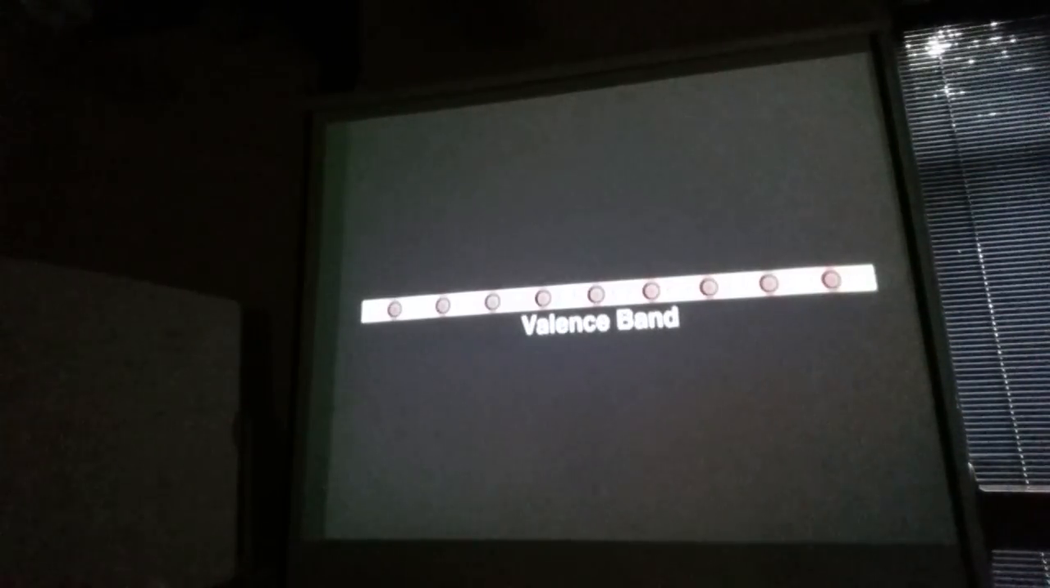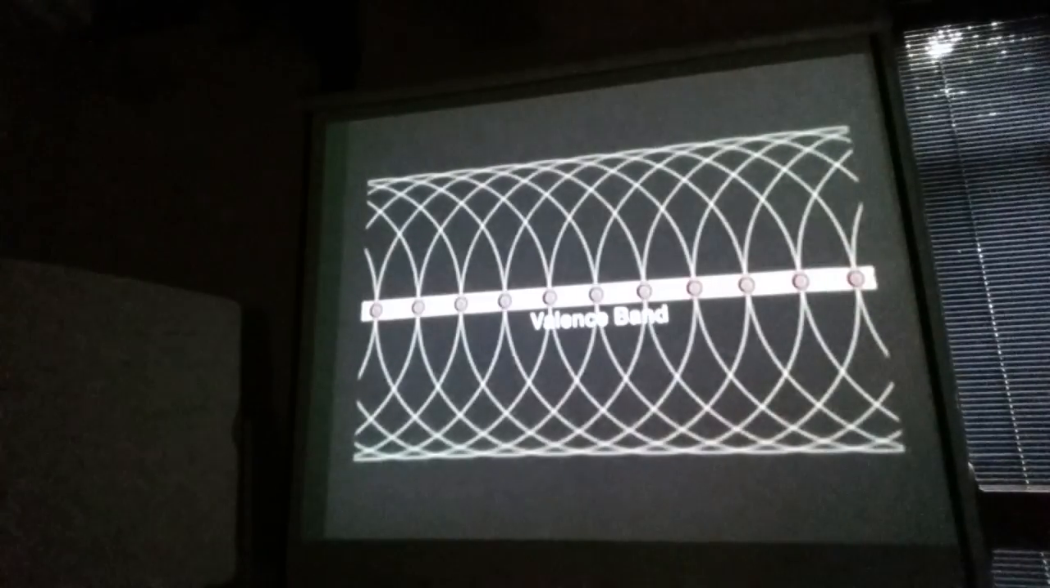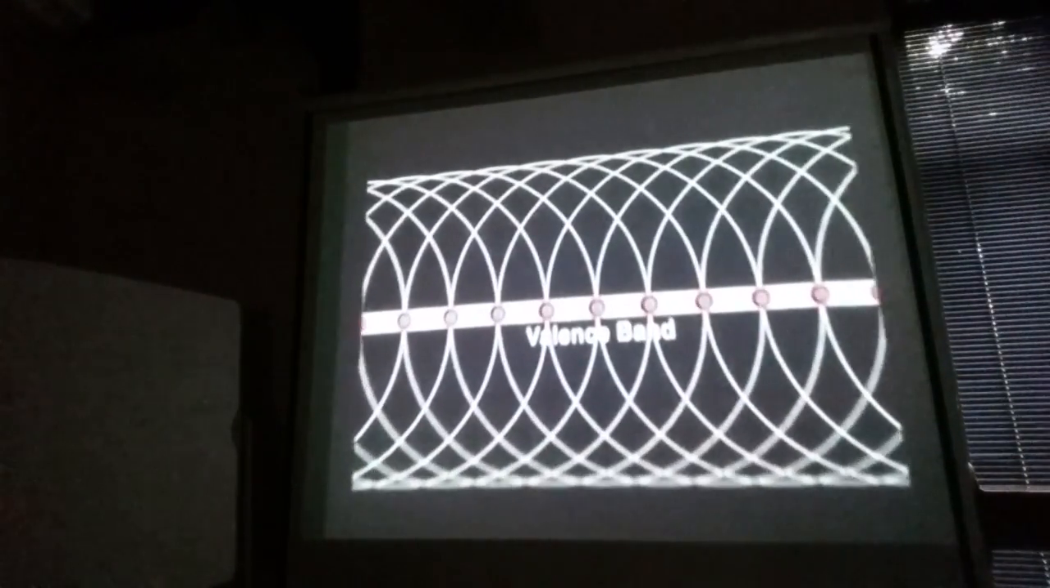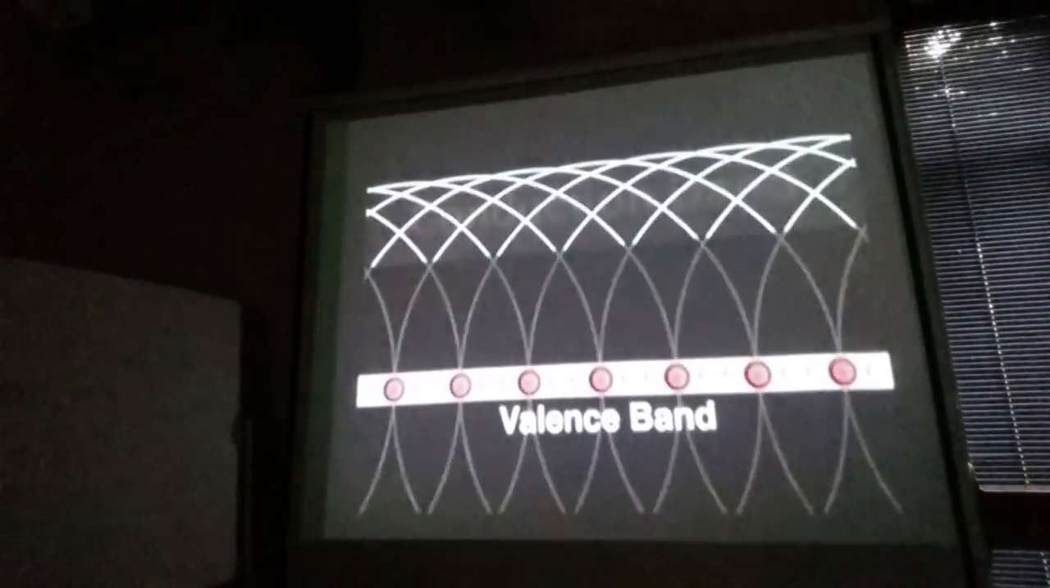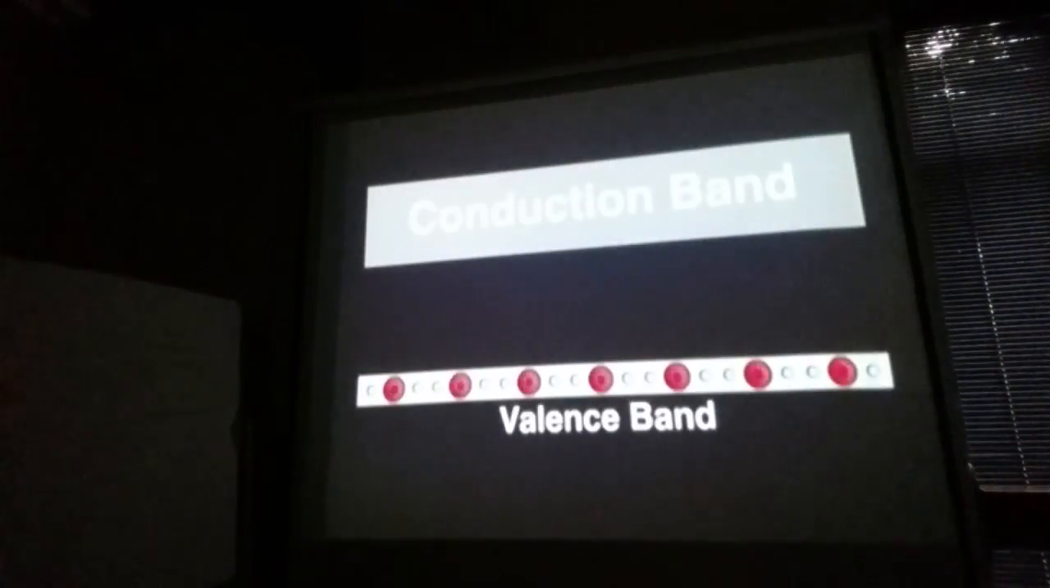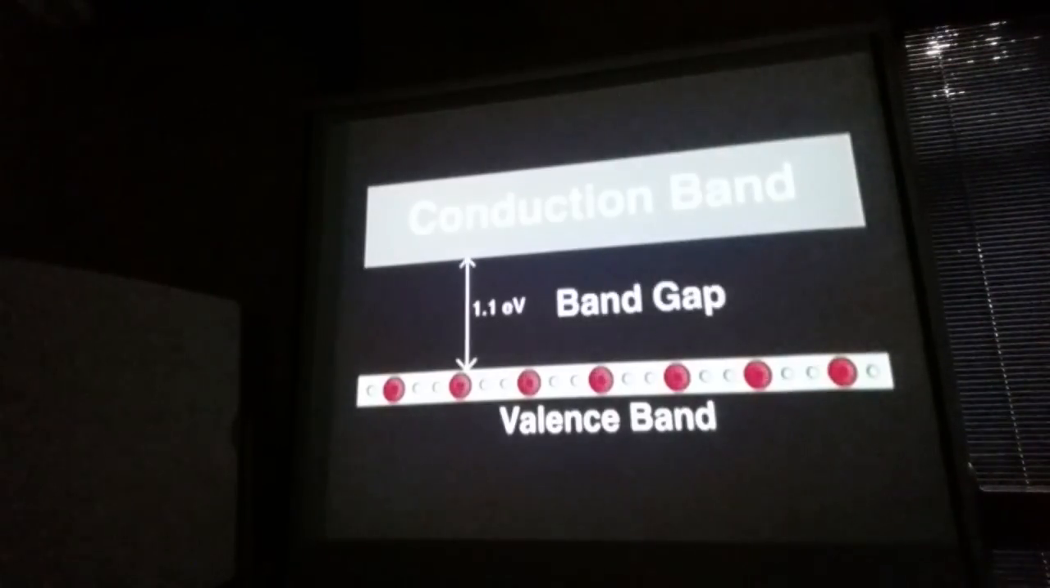Collectively, they form the valence band. Unoccupied atomic orbits with higher energy merge to form the conduction band. These 2 bands are separated in energy, much like the regions between the allowed orbits in the Bohr model of the atom. This energy difference is called the band gap.